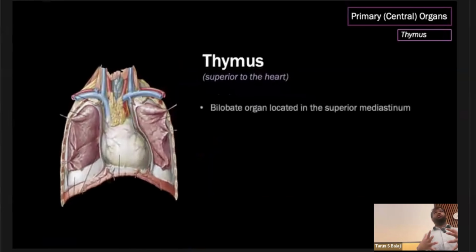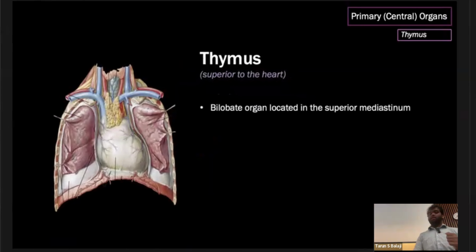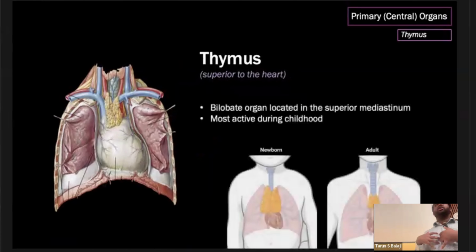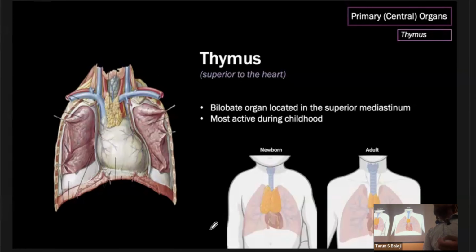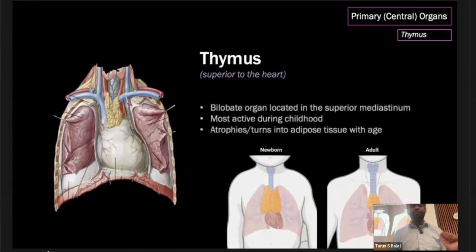Your thymus is a bilobate organ. There are two big lobes, and it's located in your superior mediastinum, right about your pericardial sac. It's super, super active in childhood. Right over here, as you can see, your thymus is the largest when an individual is a newborn. Then it slows down, disintegrates, and eventually, when you're looking at donors in lab, you're probably just going to see a bunch of fat that once used to be the thymus. That's pretty common.